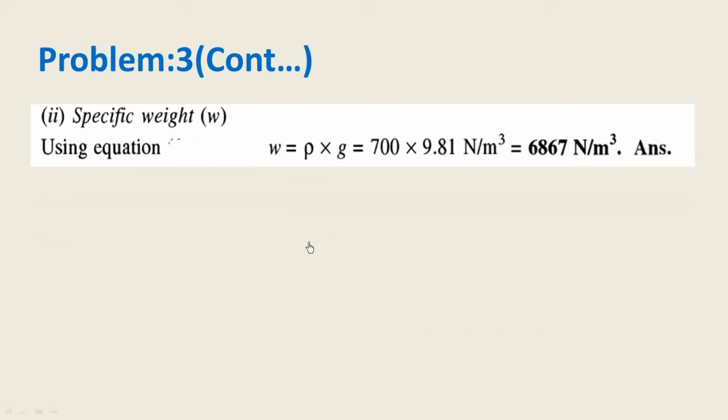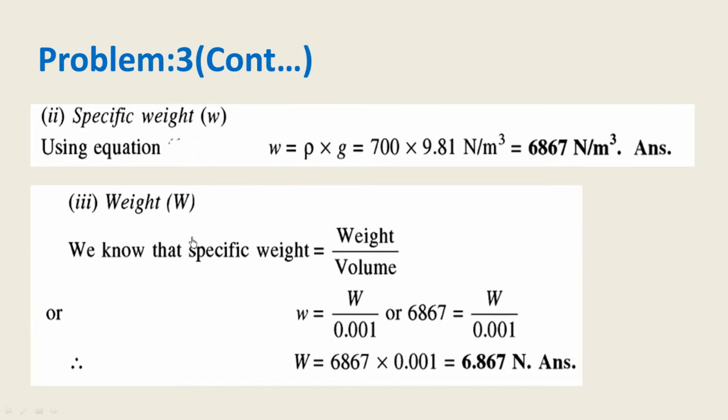Now we need to calculate the specific weight. Specific weight has the formula W equals rho g. The density of the petrol we already found, 700, into 9.81. Then it gives a specific weight of 6867 Newton per meter cube. Then we will calculate the weight value. For calculating the weight, we have specific weight equals weight by volume. The specific weight is a known value now, so we write weight equals specific weight into volume. That gives 6.867 Newton. So this is how we calculate the weight, specific weight and density values.